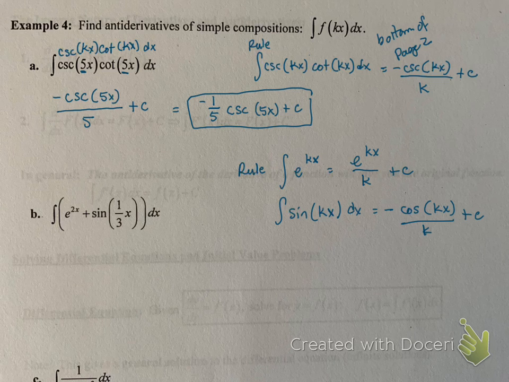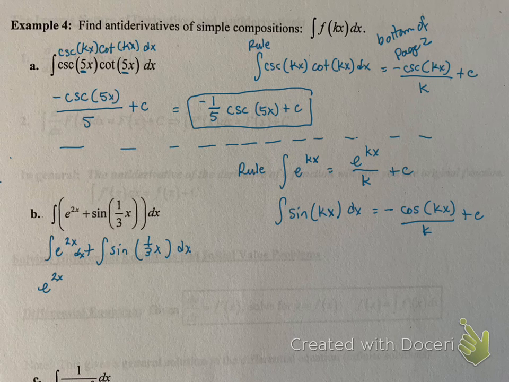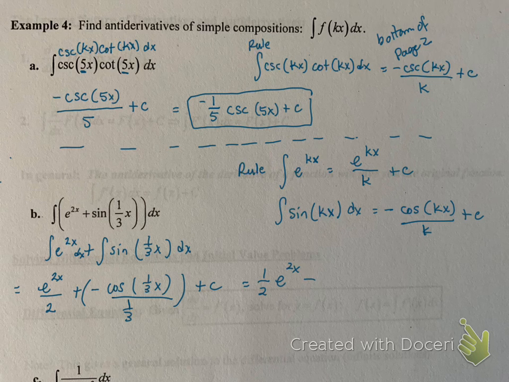Okay, so let's go ahead and use these rules for B. Those were not appropriate for A, but they're appropriate for B. So if I use the first rule, e to the kx, the integration of e to the 2x plus the integration of sine of 1/3 x dx, we're going to integrate that, so it's going to be e to the 2x over 2, because once again you take that constant and divide by it, plus the integration of sine of 1/3 x is going to be negative cosine of 1/3 x all over 1/3 plus c. Okay? All right, so let's clean this up so it looks a little bit better. I'm going to do 1/2 e to the 2x and then minus 3, because when you flip over 1/3 you get 3 cosine of 1/3 x plus c.